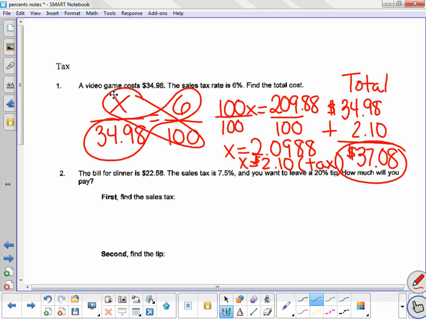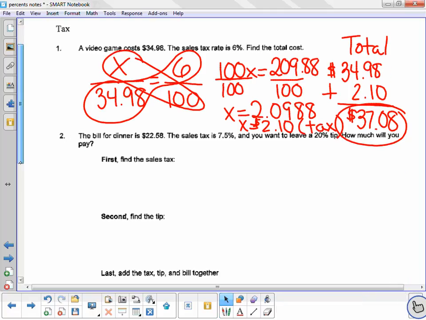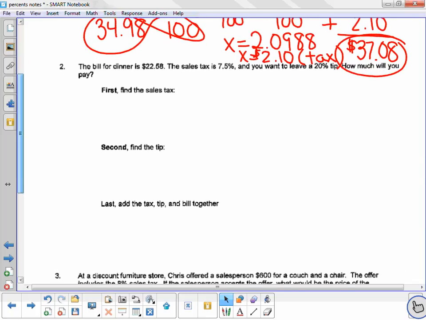Now, more than likely in your life, you're going to encounter problems that deal with tax and tip. You never get to go out to eat and just pay tip and not tax. So how would you determine a question like number 2: the bill for dinner is $22.58, the sales tax is 7.5%, and you want to leave a 20% tip. How much will you pay? First, you're going to find the sales tax on that $22.58. Then you will find the tip on that $22.58. And then you're going to add the bill, the tax, and the tip together.